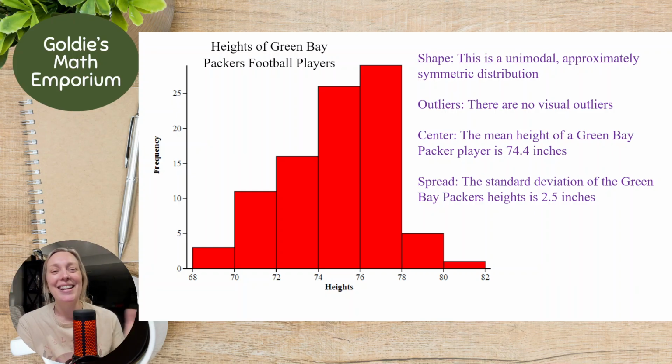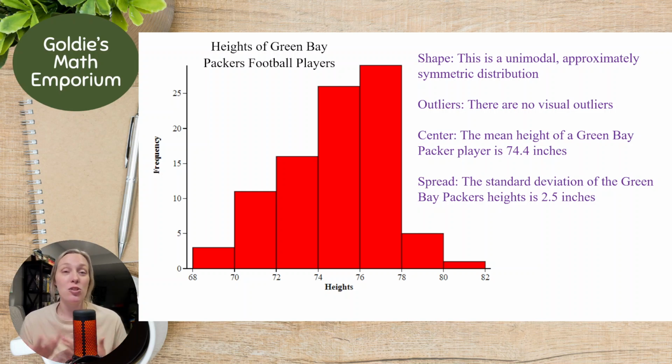Okay. And then describing this distribution, we haven't quite reached that yet in this sequence of notes, but the way we would describe a distribution is describing the shape, outliers, center, and spread. Now the shape, I would describe this as unimodal, approximately symmetric. Outliers, there's no visual outliers. Nothing stands out from the crowd. The center and the spread I can find directly from my calculator using one var stats. So my calculator tells me the mean height is 74.4 inches. And it tells me the standard deviation is 2.5 inches.